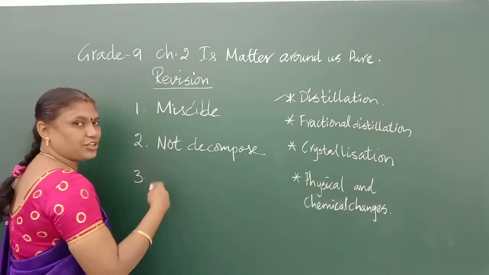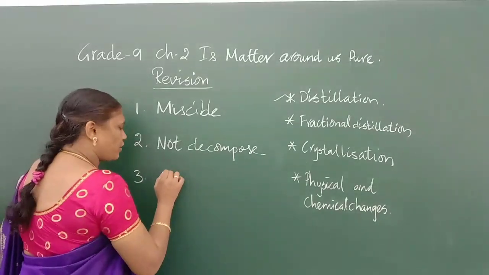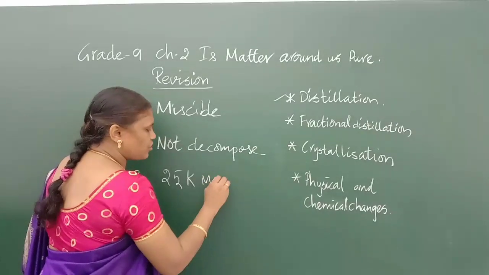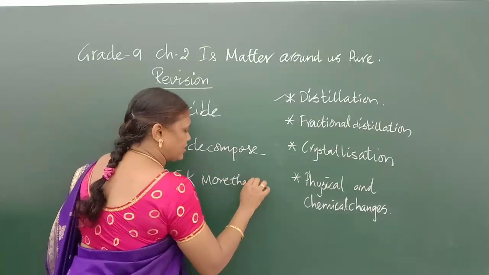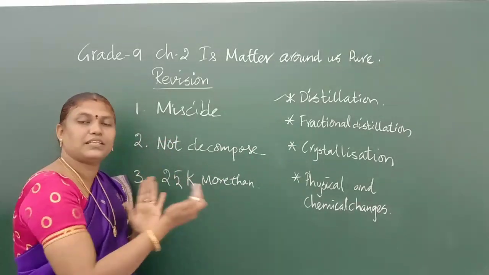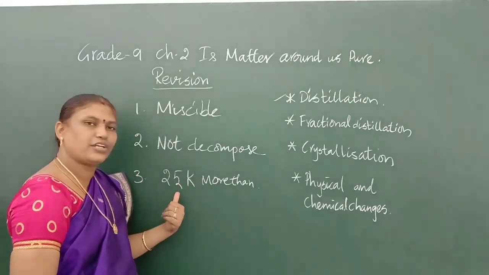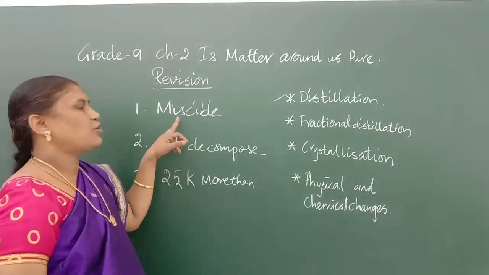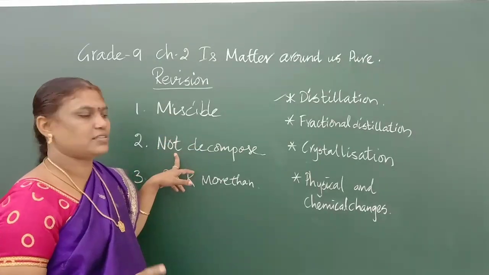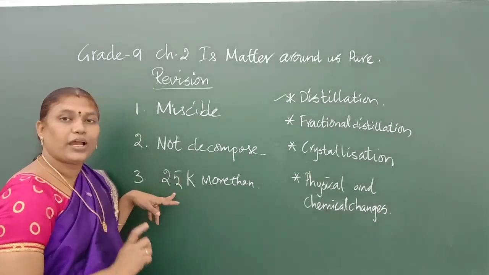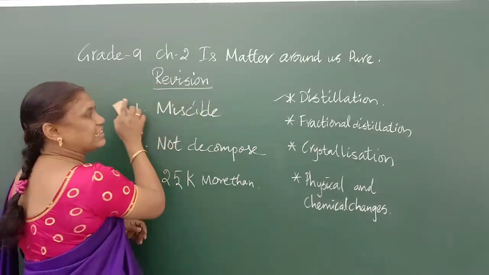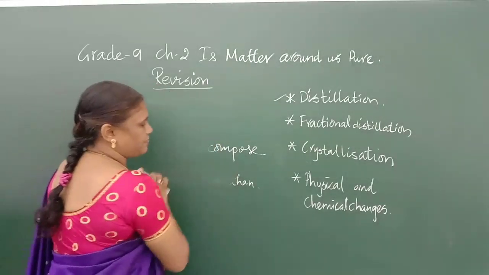The third point is it should have a boiling point difference of more than 25 Kelvin, or Celsius. The boiling point difference between the two liquids should be at least more than 25. So the two liquids should be miscible, they should mix with each other, they should not decompose, and the boiling point difference should be more than 25 Kelvin. These were the three conditions for distillation.